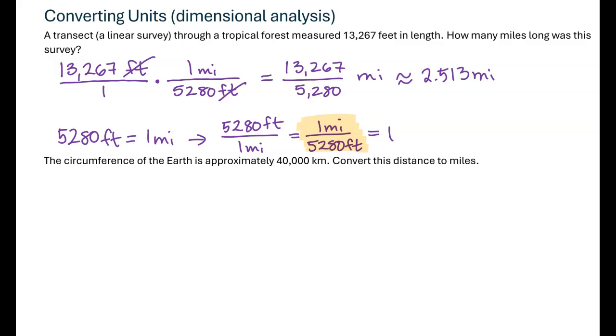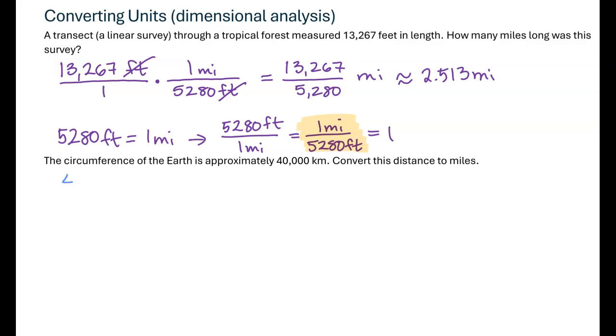Okay, so there was one conversion. Let me just show you one more that I think has a couple of steps. That was a single step, so those are always the nicest. This one gives us the circumference of the Earth, which is approximately 40,000 kilometers, and we want to convert that to miles. So last time we went from feet to miles, and now we're going from kilometers to miles.